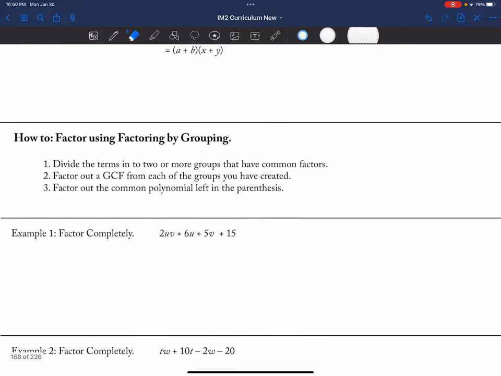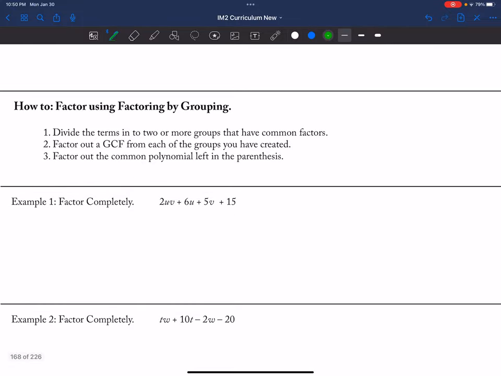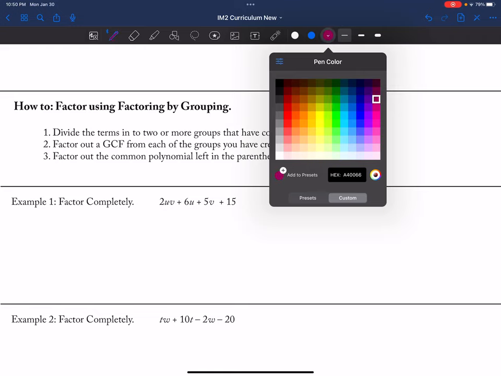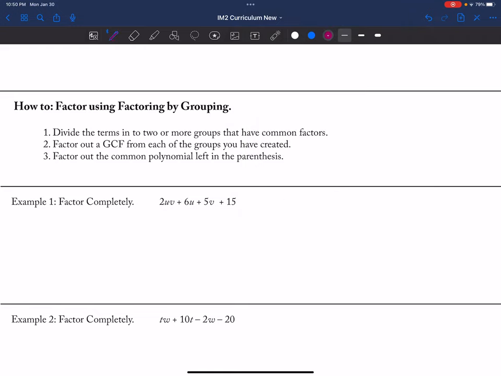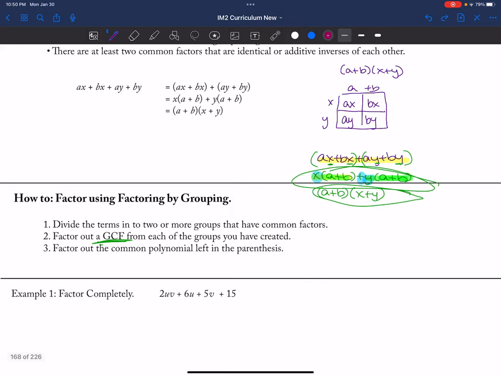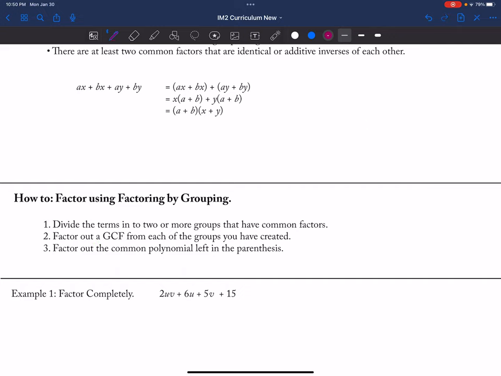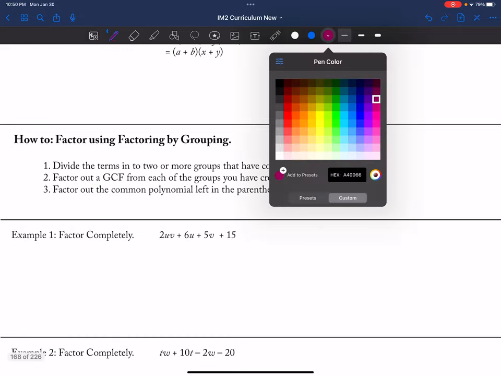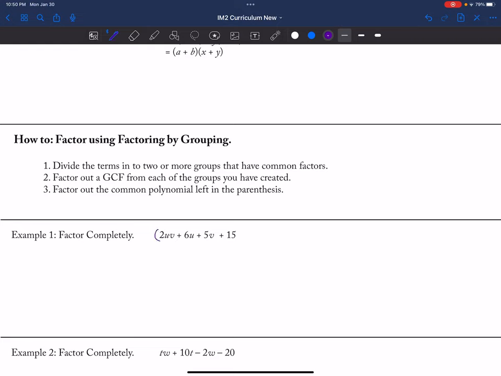Okay, so if I look at example 1, let's change back my colors. I think we're supposed to be purple. Yeah, we're supposed to be purple. Okay, so I'm going to group my first two terms and group my second two terms. What is in common between the first two terms? I have a u in common, and then remember that my 6 breaks down to 2 times 3, so I also have a 2 in common.